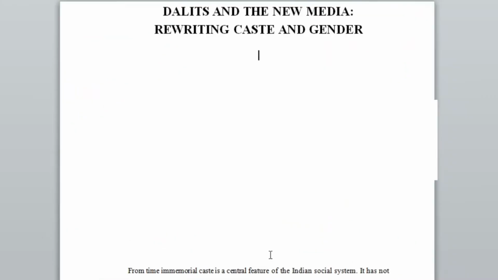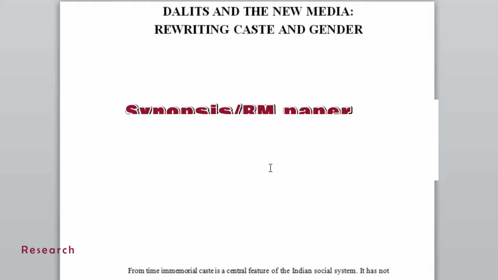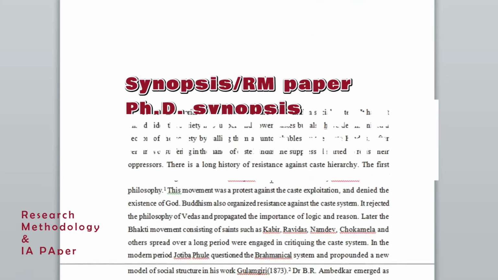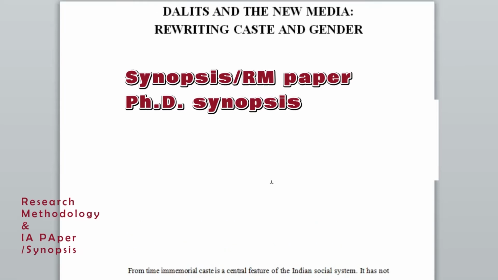This is an IA paper, or you can simply say your PhD synopsis or MPhil. I mean, when you're submitting a proposal, and right now most of you are writing the RM paper, research methodology paper. So these are simple things I am trying to explain to you before, and let's just read.